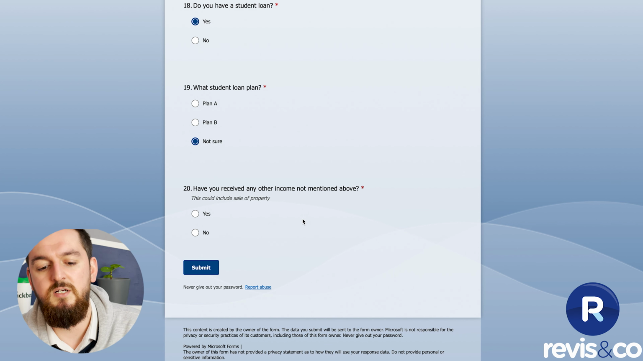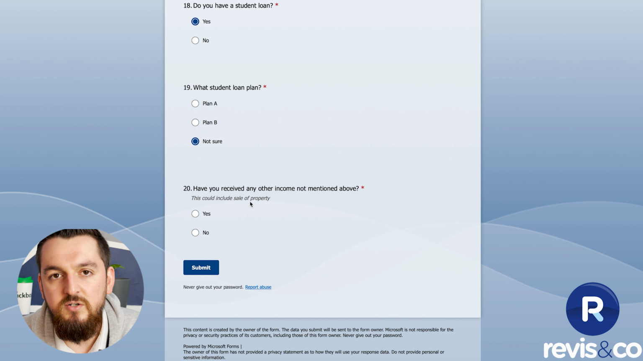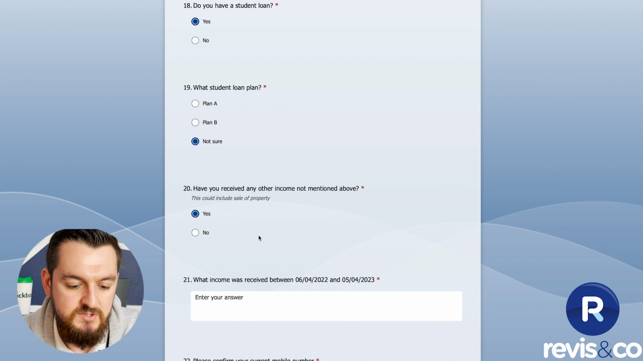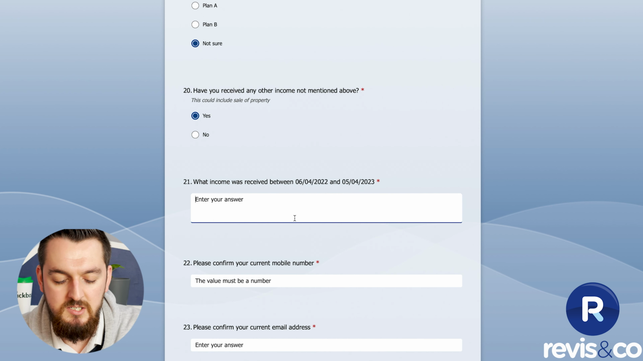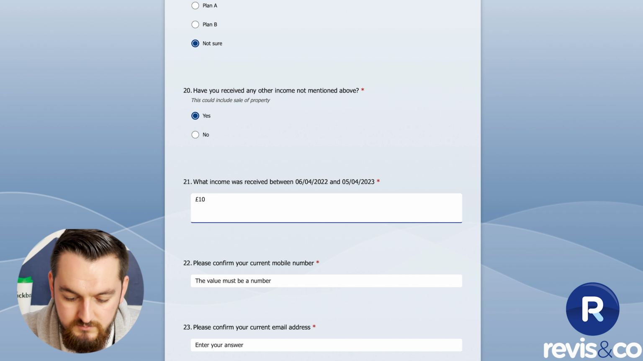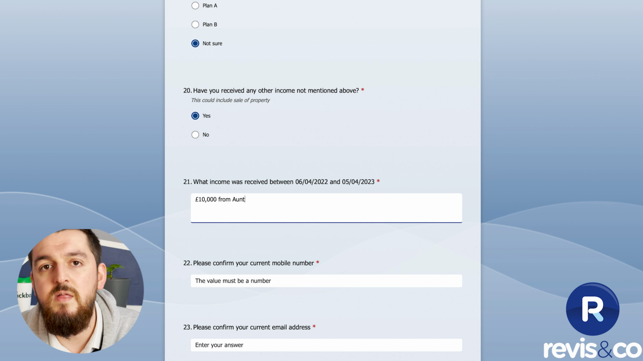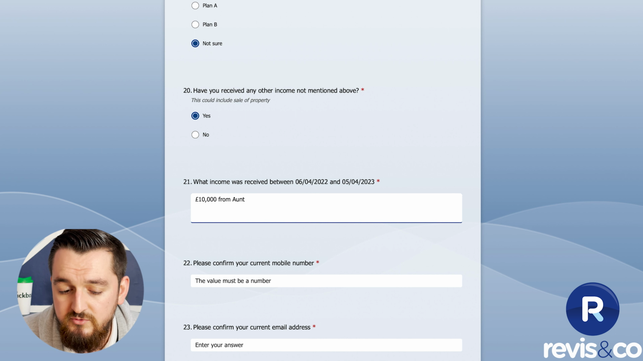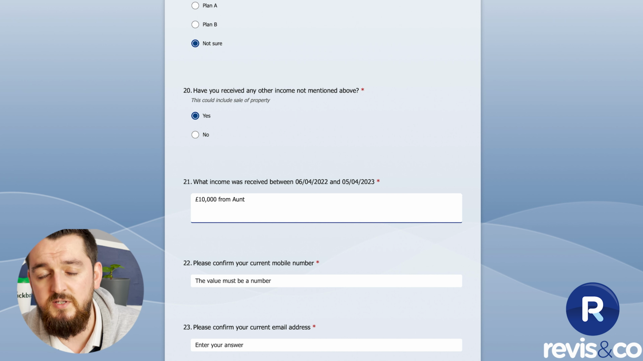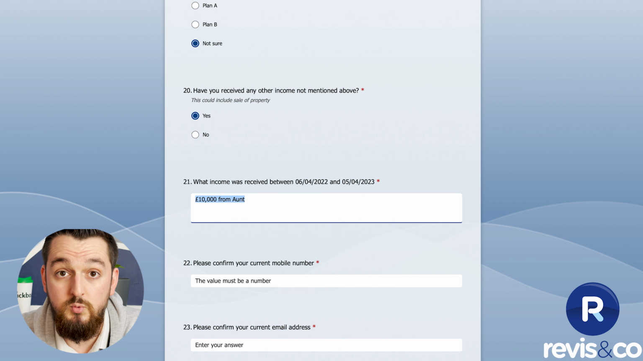Have you received any other income not mentioned above? Again, this includes sale of property. Any kind of income that you think might be something, then put it in there. So for argument's sake, in here I'm going to say I received £10,000 from my aunt because she was feeling nice on that day. Put that in there, and then we can discuss with you whether that needs to be added onto your tax return. Anything like that, then please put it on there, just because then we know about it and we can figure it out for you, just to make sure it is all sorted.